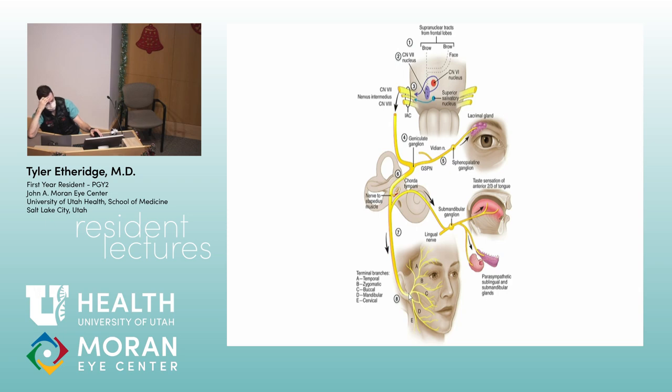You can have isolated involvement of any one of those branches and/or all of them at the same time if it's at the stylomastoid foramen. So I think this is a good diagram to review how we can localize a facial nerve lesion based on what causes it.